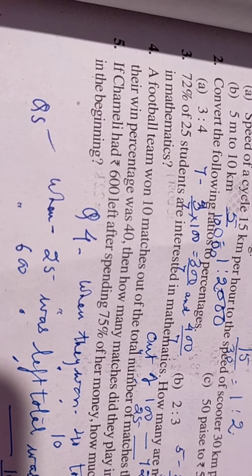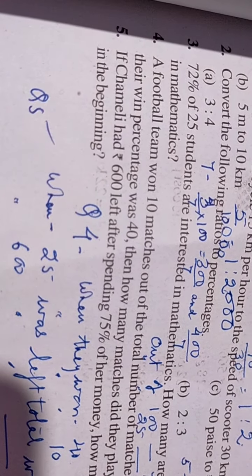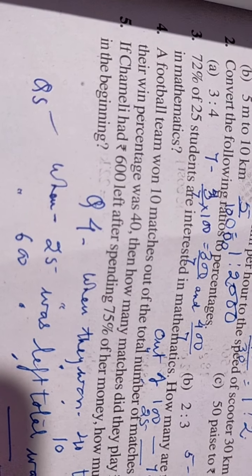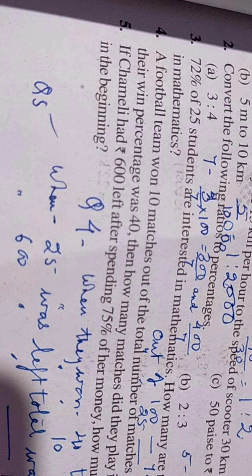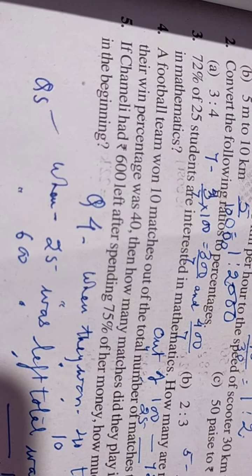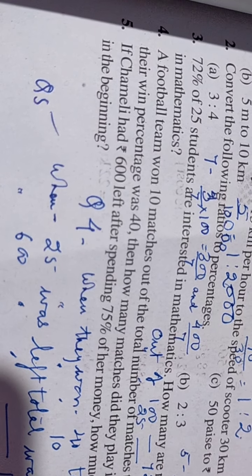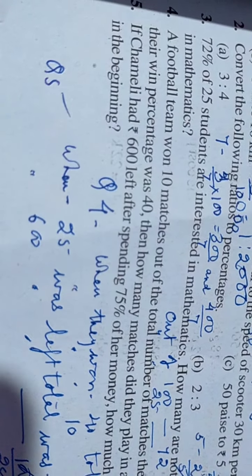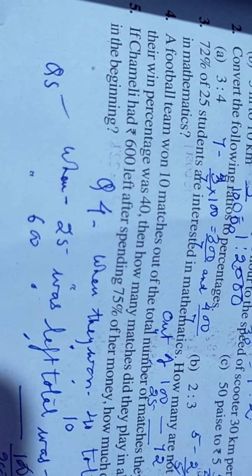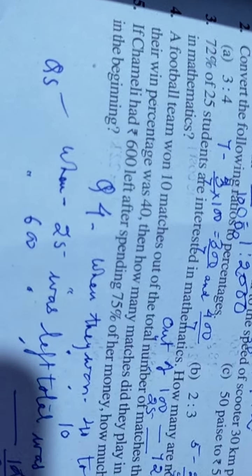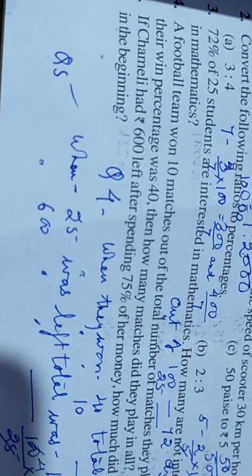Convert the following ratio to percentages. 3 is to 4. Add 3 plus 4, that is 7. Out of 7, one portion is 3. So 1 will be 3 upon 7. So 100 will be 300 upon 7. And the other portion will be 400 upon 7. You can convert it into decimals, but here you can just write it this way.